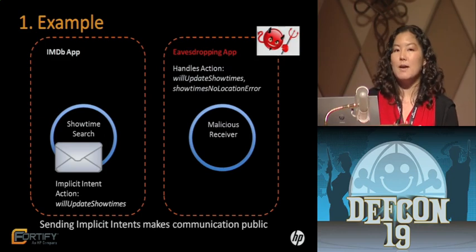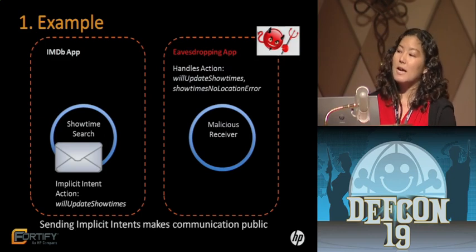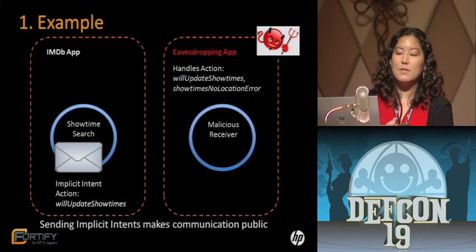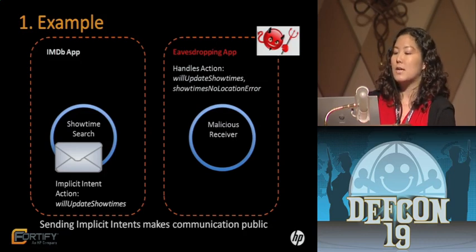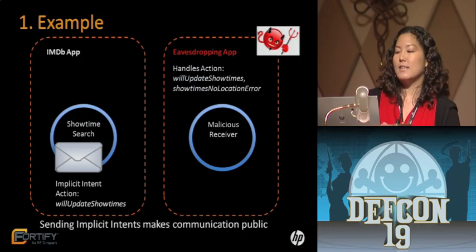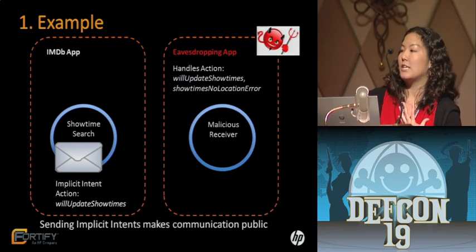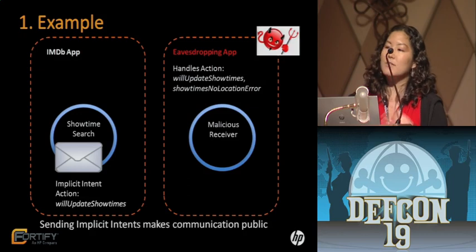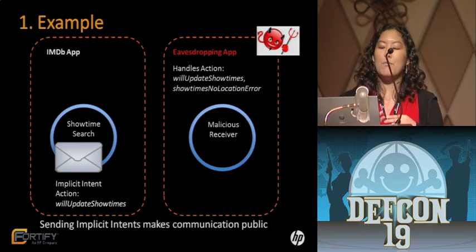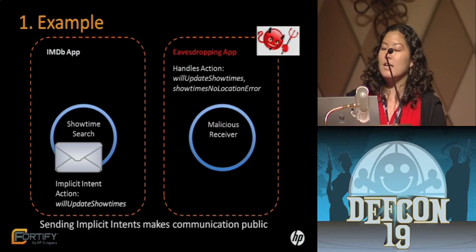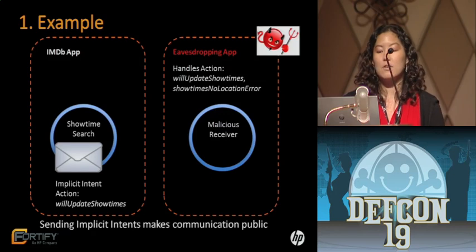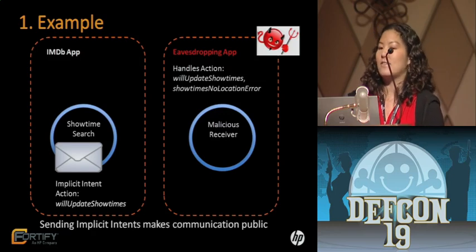So in the case of the IMDb application, the attacker finds out a couple things. The attacker knows that the IMDb application is being used by the user. They know that the user is looking for showtimes, and any data in that intent can also be stolen by the attacker. We've seen this vulnerability in other applications as well. There's another bus application where the user can get information on where a bus is and when it'll next arrive. In that application, the attacker can eavesdrop on the bus request and determine what the user's location is. So, as you can imagine, this is a very clear privacy violation.